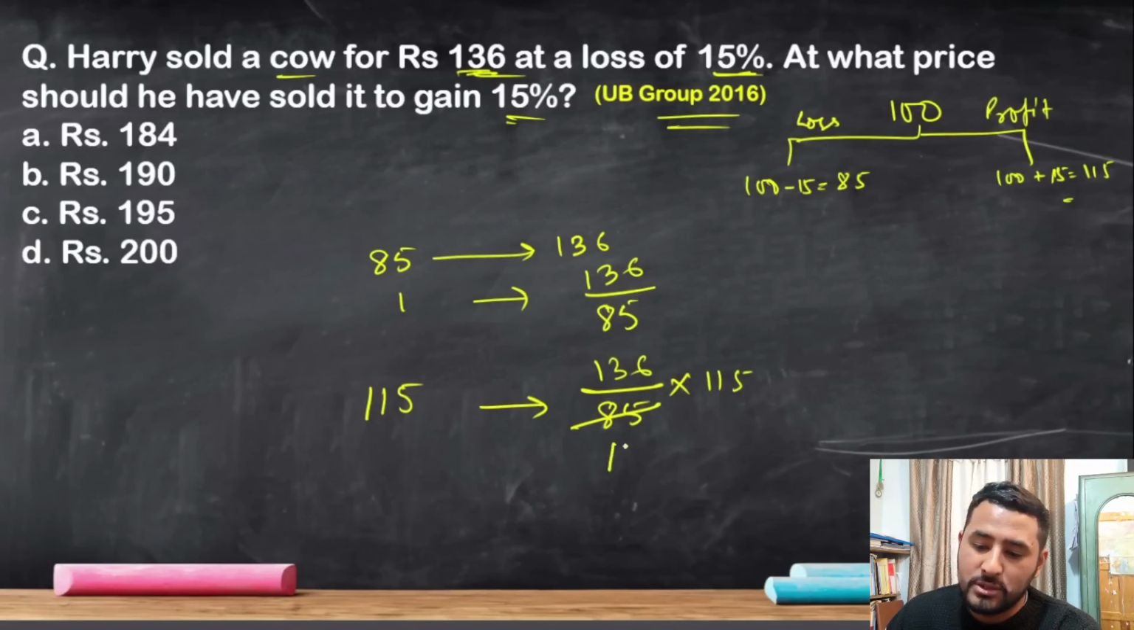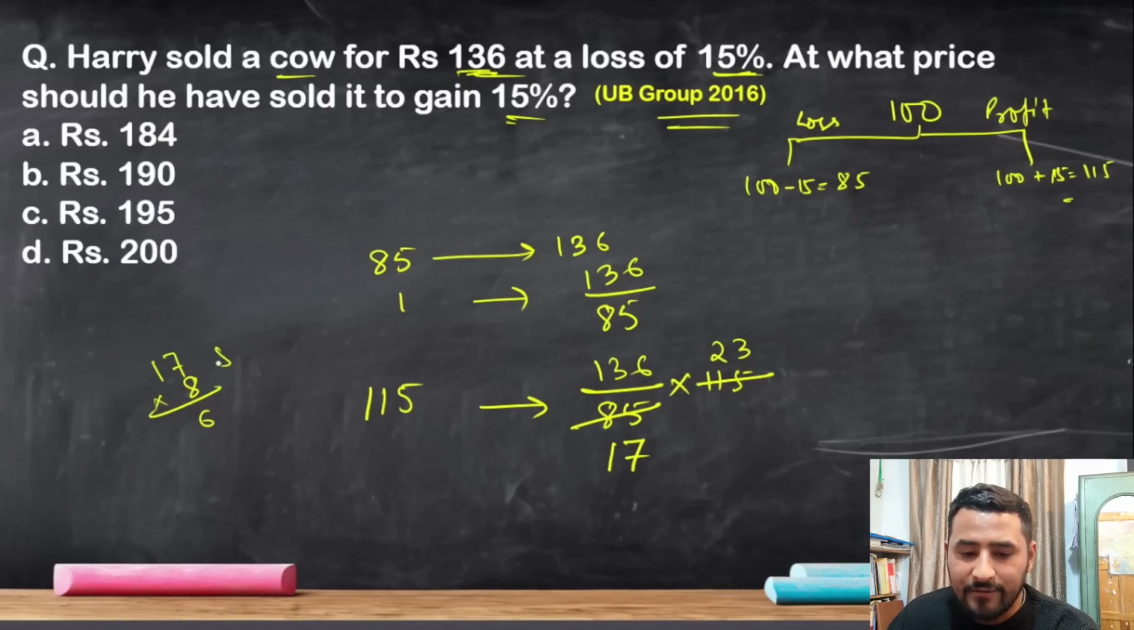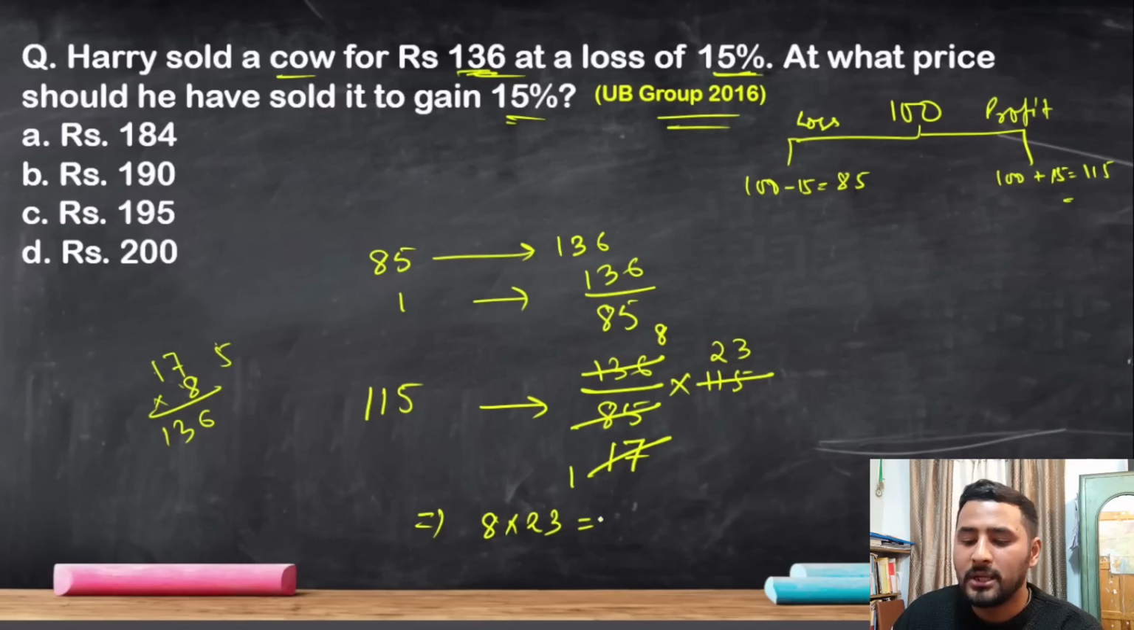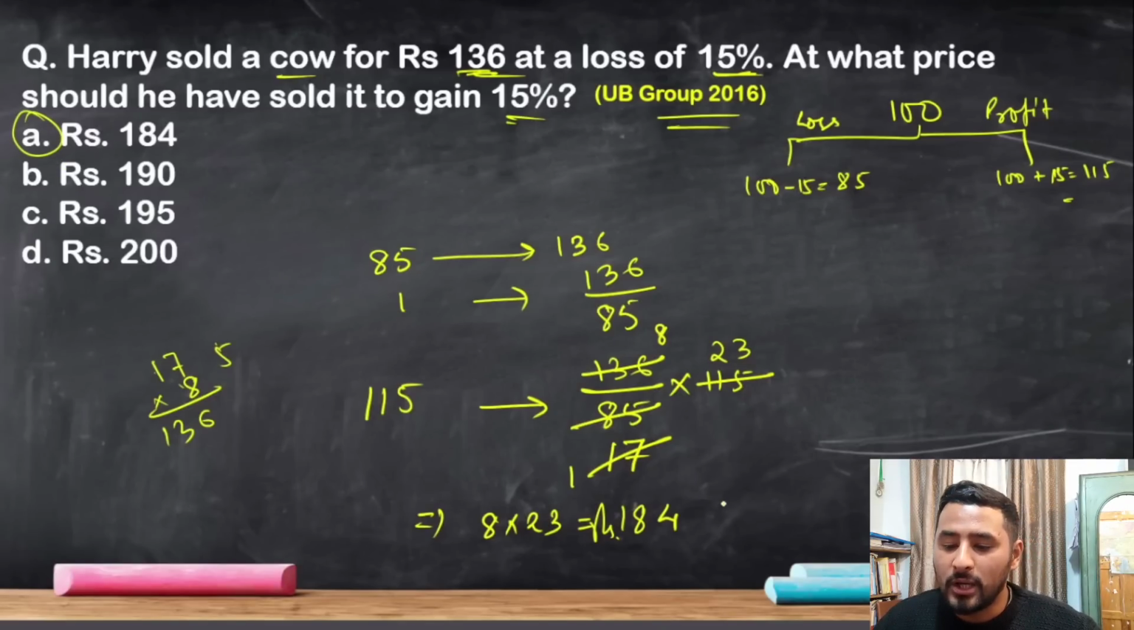I can see 5 into 17 is 85, 5 into 23 is 115. Now let us see, 17 into 8: 8 7 is 56, carry 5, 8 1 is 8 plus 5 is 13. So 17 into 8 is 136. The remaining will be 8 into 23. If you multiply this one, 8 3 is 24, carry 2, 8 2 is 16, plus 2 is 18. 184 rupees will be the answer. So Harry has to sell at rupees 184 to get a profit of 15%.